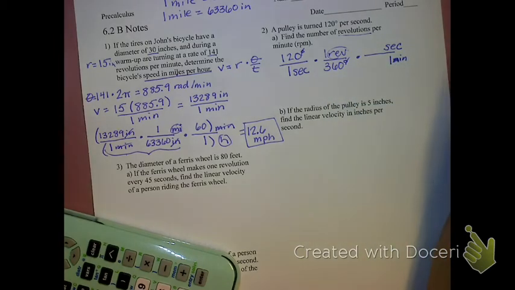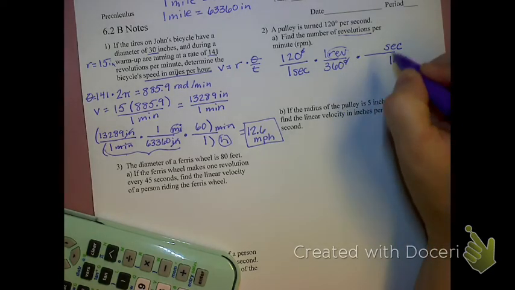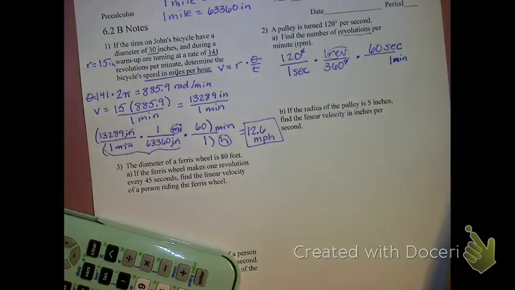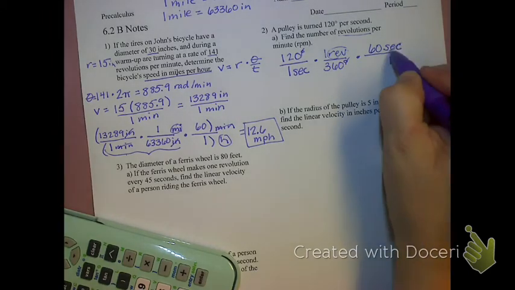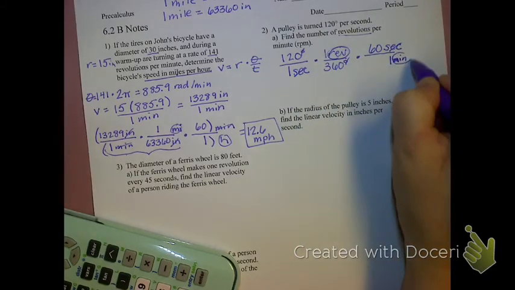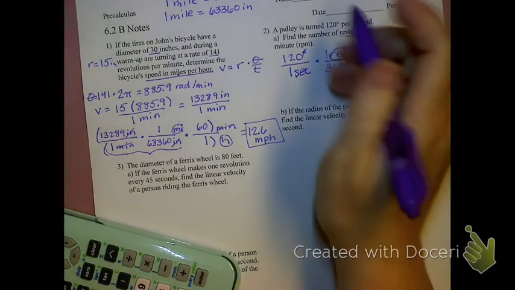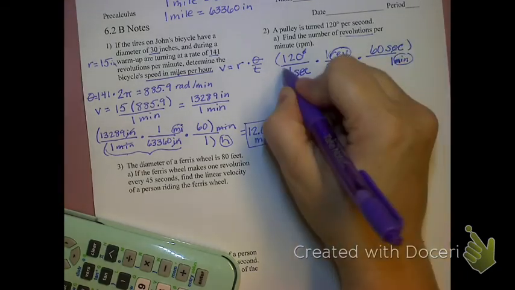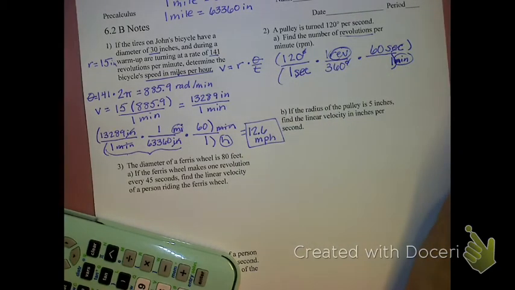So 1 minute on the bottom. I should have written that more towards the middle, but that's okay. And how many seconds are in 1 minute? Well, there's 60 seconds in 1 minute. So if my seconds cancel out and my degrees cancel out, I'm left with revolutions per minute. So all I have to do is multiply across the top and divide by multiplying across the bottom.